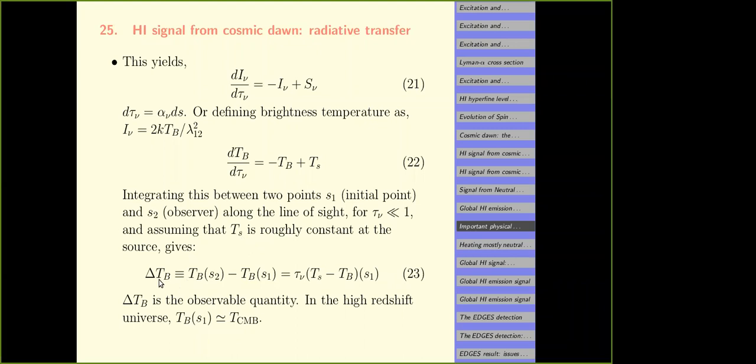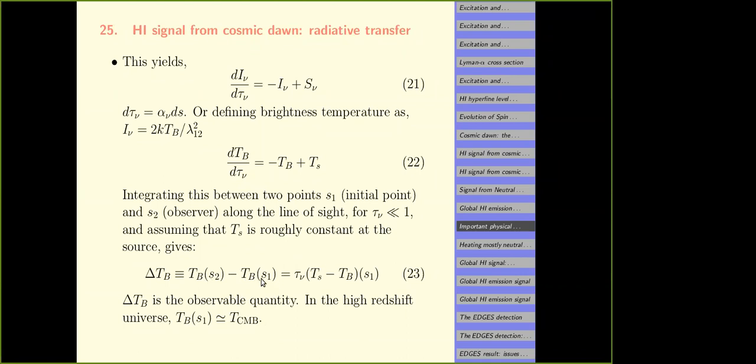Let's look at what this equation is. This is the observable quantity. What we observe is the difference in brightness temperature between point S1 and point S2. This is the only observable quantity we have. Because if at S1 there is something, and here in this case, in the high redshift universe, at S1 the brightness temperature is given by the CMB temperature. So what we measure is the difference between the brightness temperature at the present minus the brightness temperature at S1, but actually in the expanding universe, you have to scale it down by a factor of 1 plus z. This is the observable quantity.